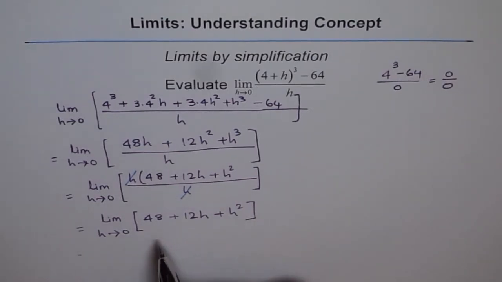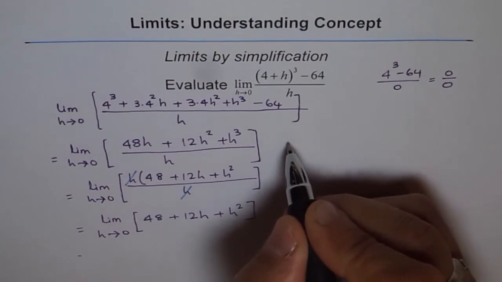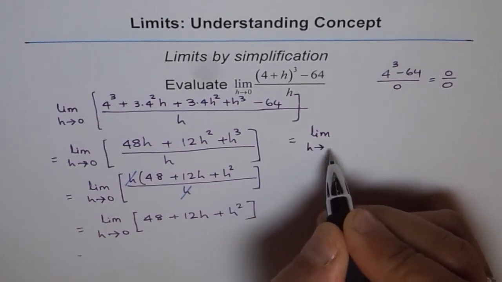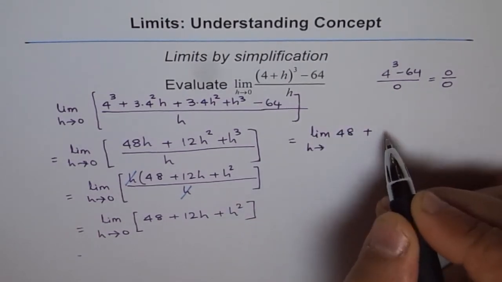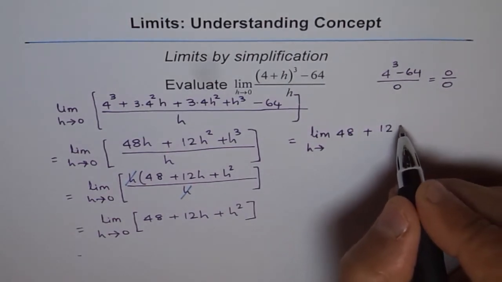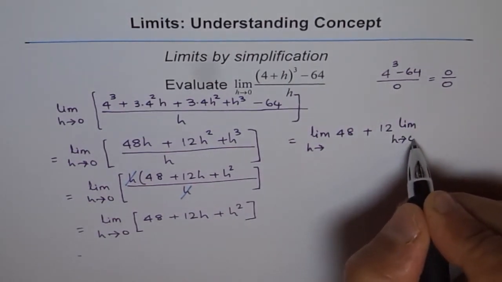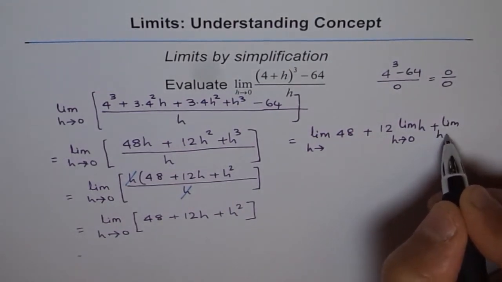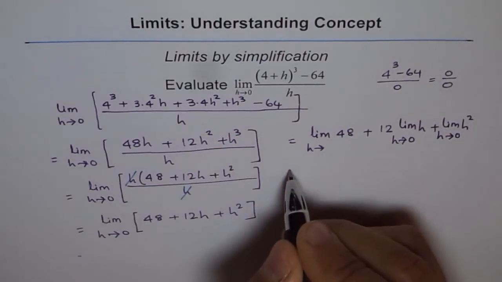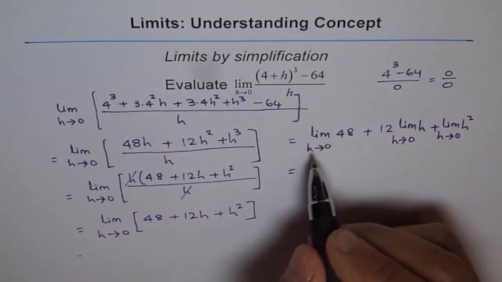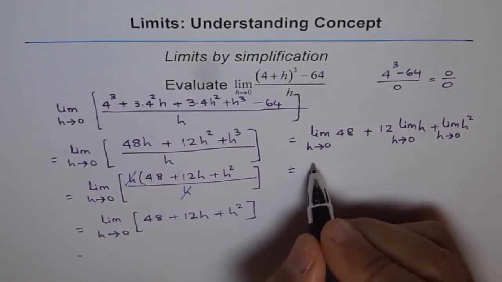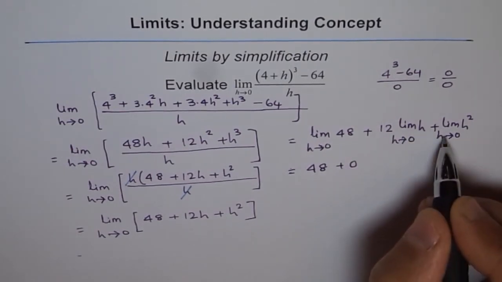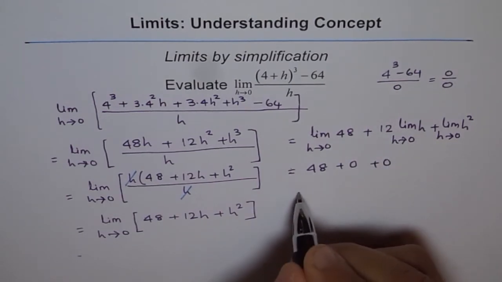And you remember the properties of limits? So using the properties of limits, we can open this up. We say limit h approaches 0 of 48 plus 12 times limit h approaches 0 of h plus limit h approaches 0 of h squared. So this is a constant 48, so we get 48 here. When h equals 0, this becomes 0. 0 times anything is 0, and this also becomes 0, right? So our answer is 48.